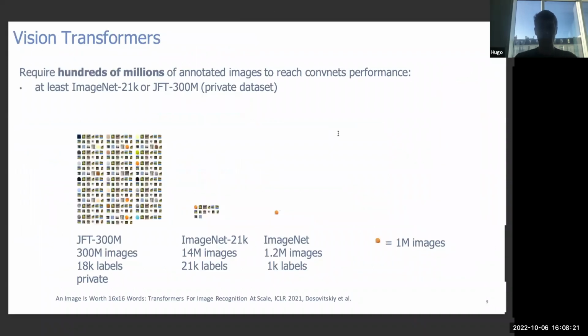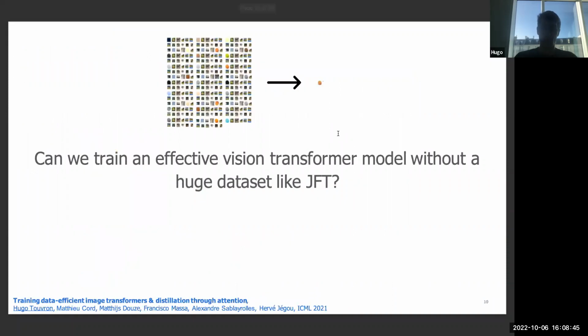Now we have some state-of-the-art results with transformers since the Dosovitskiy paper, but there is a major drawback. You need to use 100 of millions of annotated images to reach ConvNet performance on the ImageNet dataset. Typically, the JFT dataset, which is private and only available at Google. So we try to answer the question, can we train an effective vision transformer model without a huge dataset like JFT?